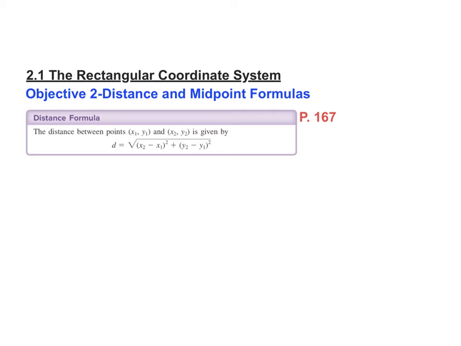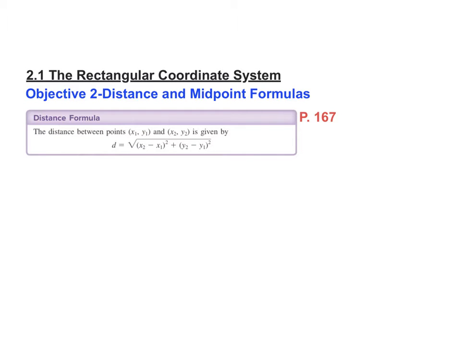So the first one is the distance formula, and that's on page 167 in your book, since that's kind of small. But essentially what the distance between any 2 points equals is the square root of the difference in the x's squared plus the difference in the y's squared. Okay, the order in which you subtract doesn't really matter because you're going to square them anyway.